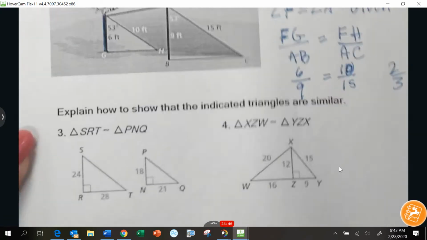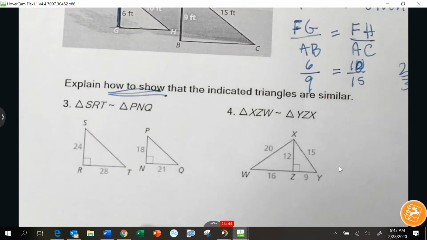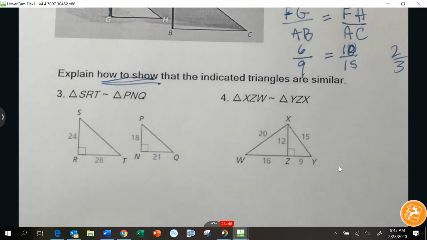All right, the last is explain how to show. So now we're going to use things like you're doing proofs. We're going to explain how to show that these triangles are similar.